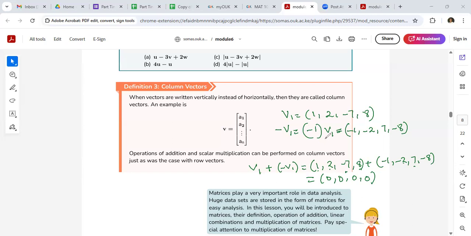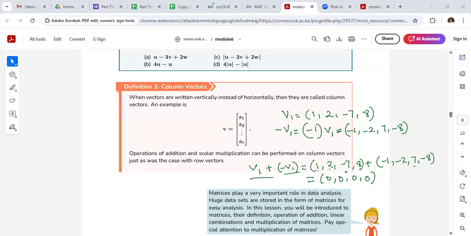So when you multiply vectors by a scalar, you multiply every component in the vector by the scalar. And when you add vectors, you add corresponding components. I hope it's clear now. Is it clear now?